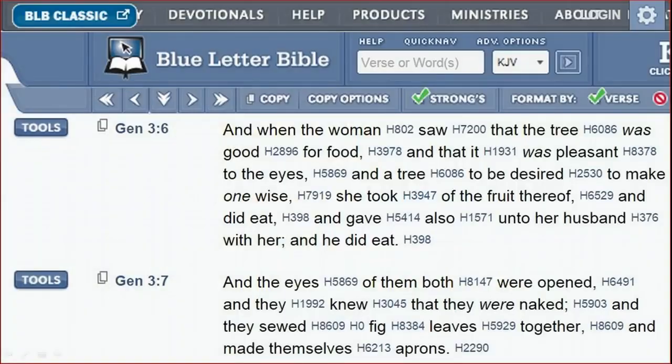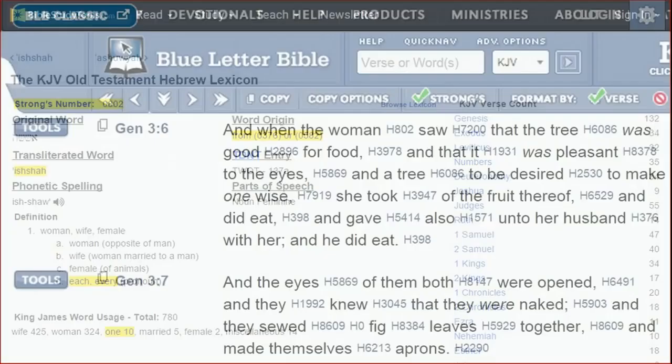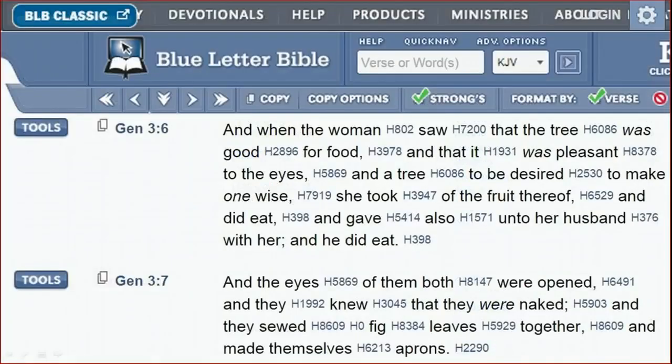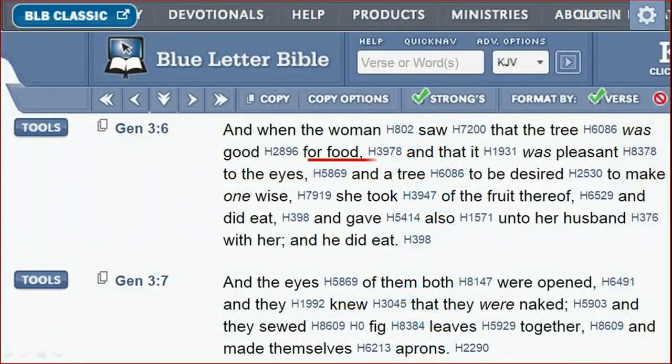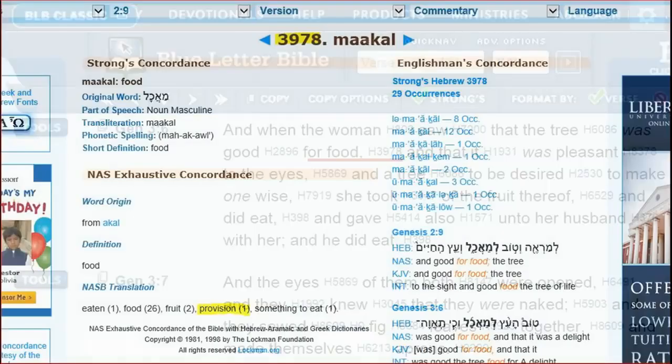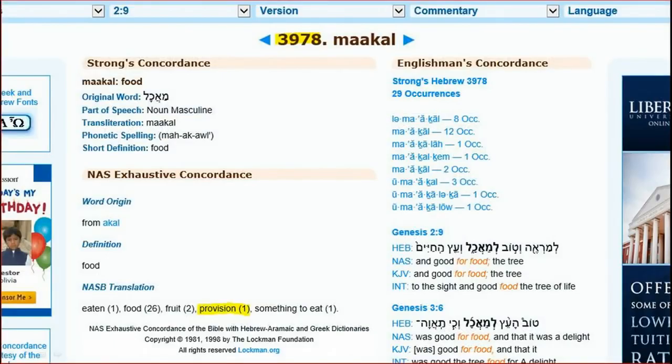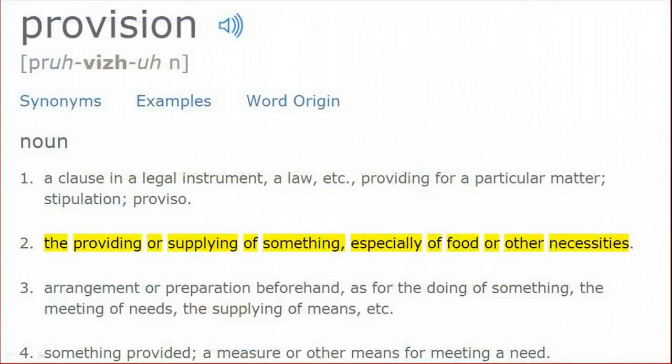Then verse 6 says in the King James translation, "And when the woman saw that the tree was good for food, and that it was pleasant to the eyes, and a tree to be desired to make one wise, she took of the fruit thereof, and did eat, and gave also unto her husband with her, and he did eat." We know the word translated as woman, number 802, is the Isha. We know the word translated as tree, number 6086, also means shaft. And the word translated as food, number 3978, also means provision. And the word provision means the providing of or supplying of something, especially of food or other necessities.